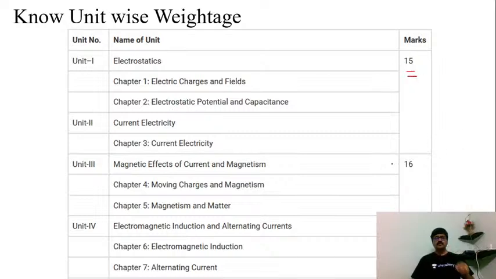Okay, then talking about magnetic effect of current and magnetism. Now here we have first chapter as moving charges and magnetism, then magnetism and matter. Now these two, plus we have electromagnetic induction, that is fourth unit. So in this we have EMI, electromagnetic induction chapter, then alternating current chapter. Now these two chapters plus these two chapters, that means unit 3 and unit 4 combined, you can get around 16 marks. Now see here, 15 plus 16. Okay, so here we have reached a passing level now out of 70, right?